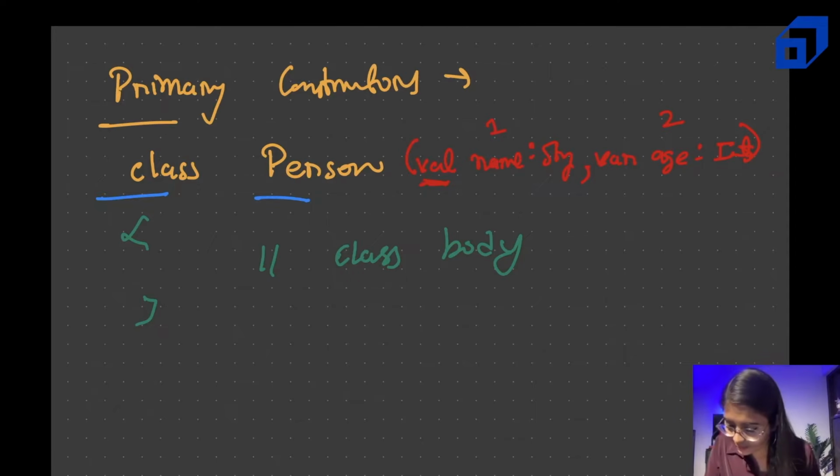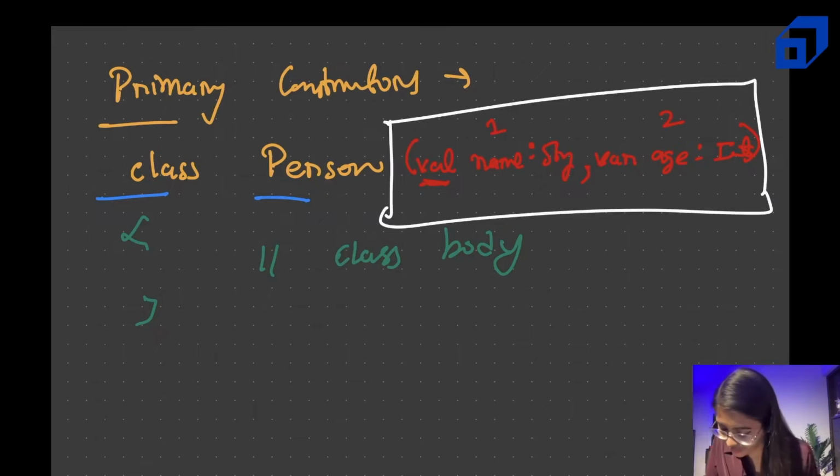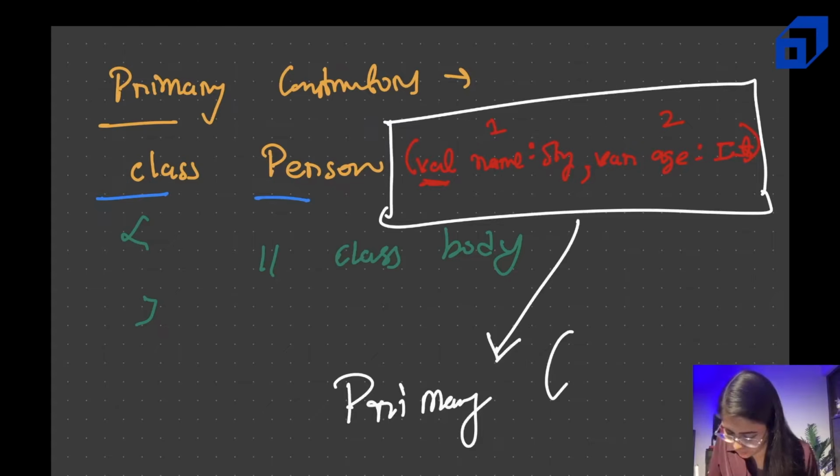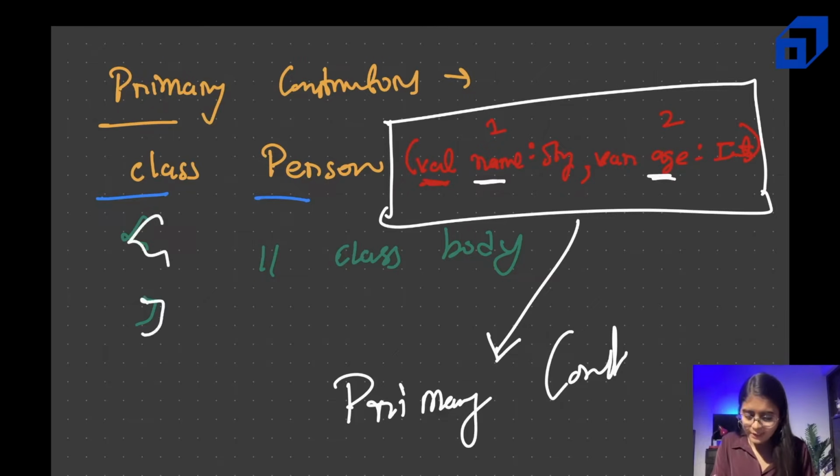So let me put it here. This whole part right here is your primary constructor. Clear? I hope this much is clear. You now know what the primary constructor is and how it is declared, right? It is part of the class header only. You write class, the name of the class, and inside parentheses you pass the parameters useful for the class body. Maybe you will use the name and age inside the class body. So yes, this is it about the primary constructor.